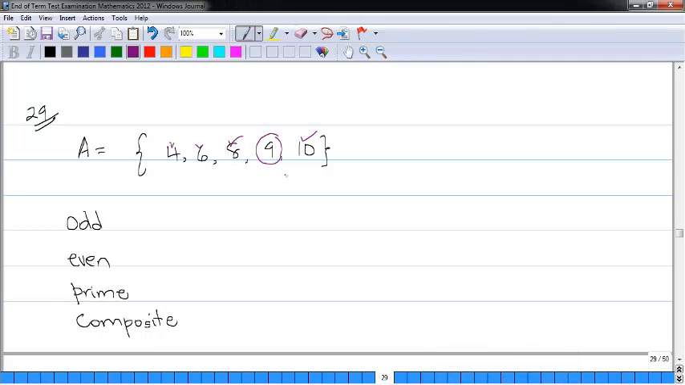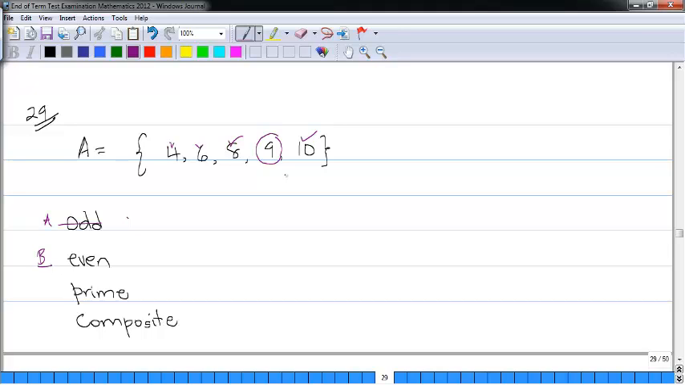So 9 is odd. Let's examine even numbers now. We have established that the set A could not be speaking to odd numbers, so this is out. Let's look at B, even numbers. When a number is exactly divisible by 2, then it's even.